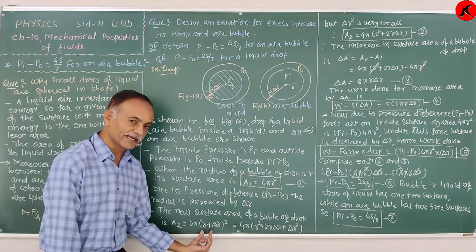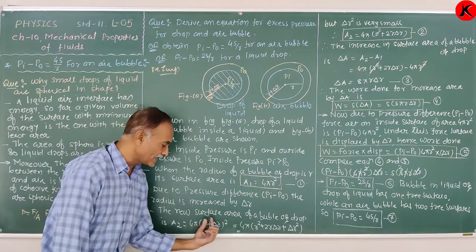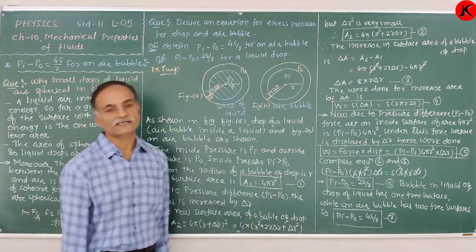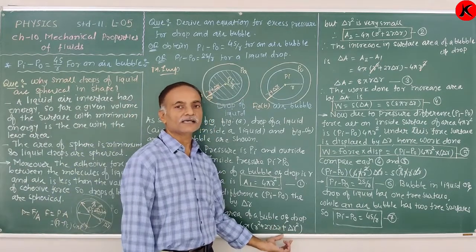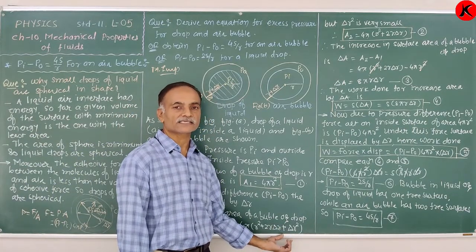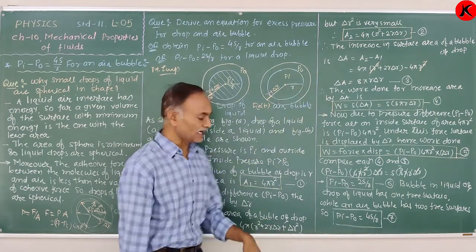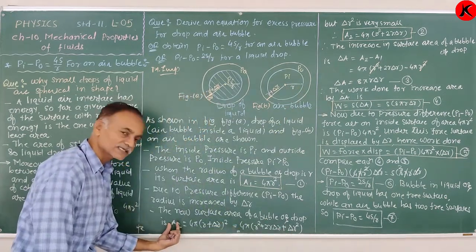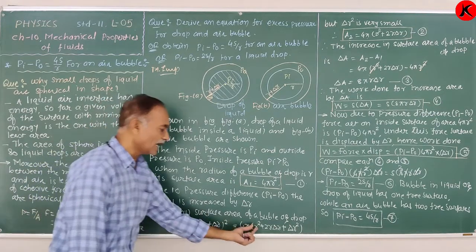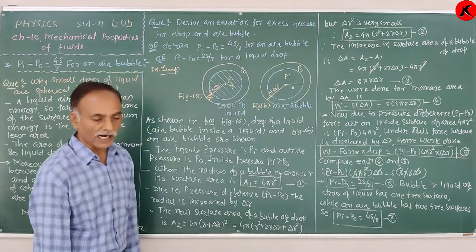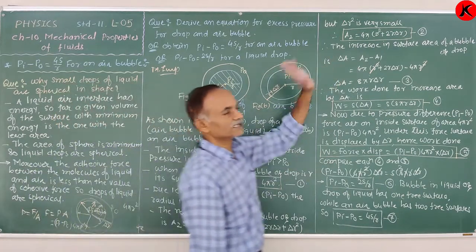Now we simplify the bracket, so it's equal to 4 pi R square plus 2R delta R plus delta R square. Here the square of delta R is the square of the increase in radius, which is very small. Therefore, we neglect delta R square. Therefore, the new surface area A2 is equal to 4 pi R square plus 2R delta R. That is equation number 2.